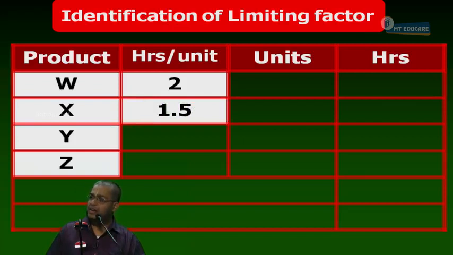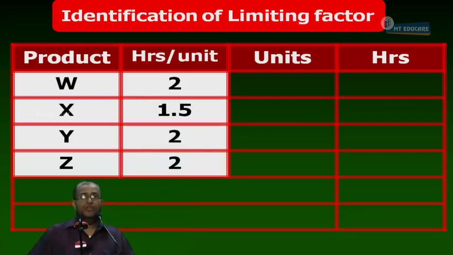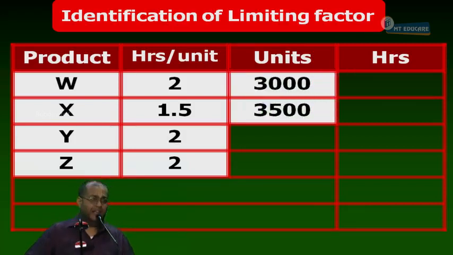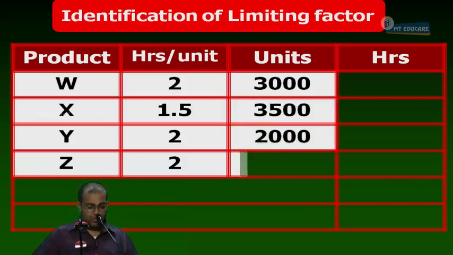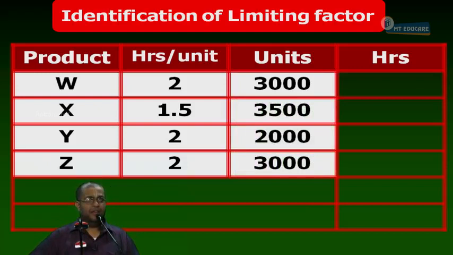Understanding and writing it or not? Next. 40 by 20, 2 hours. So W takes 2 hours to produce a unit and X takes 1.5 machine hours. Tell me the internal demand for the components. How many units? 3,000, 3,500, 2,000 and then 3,000.